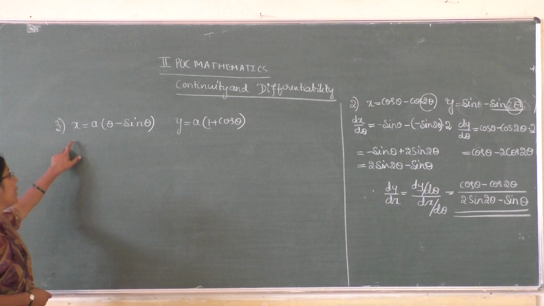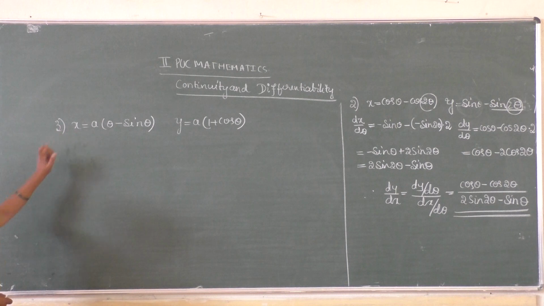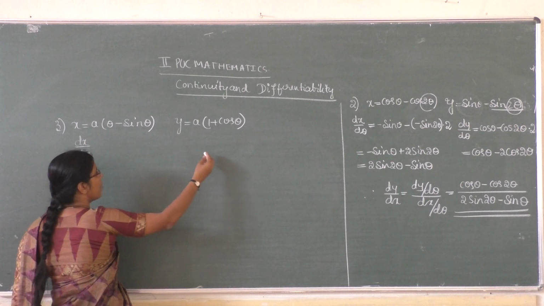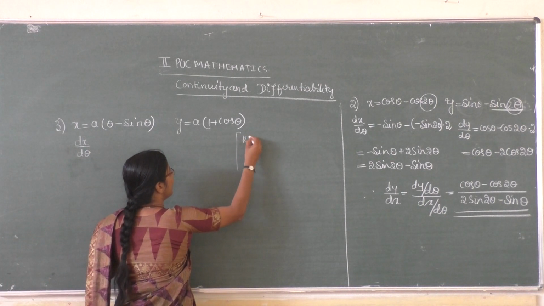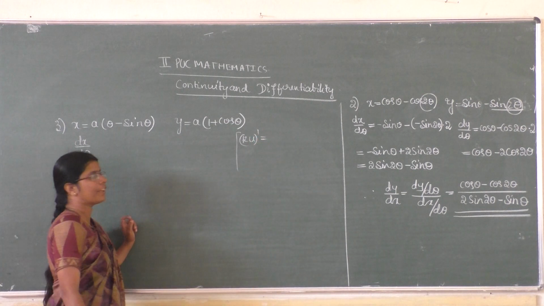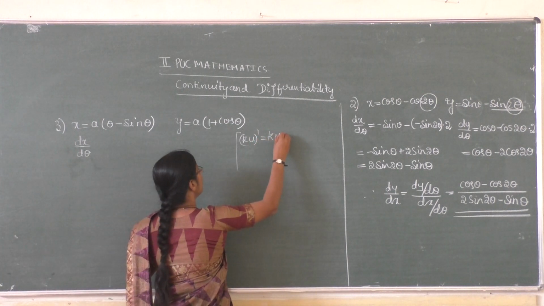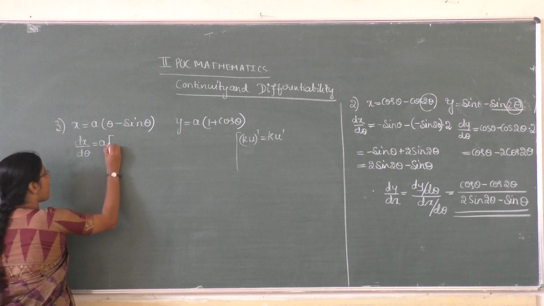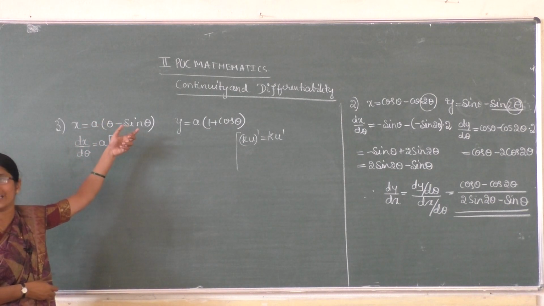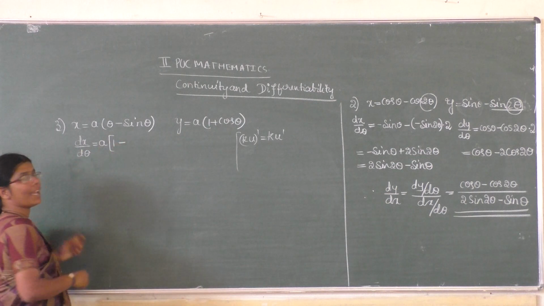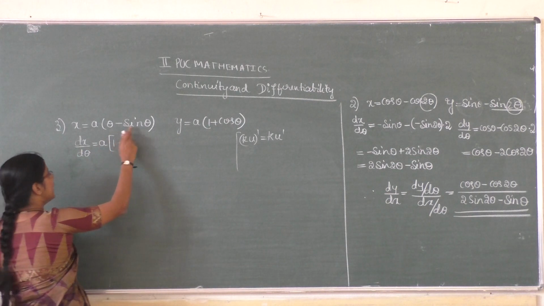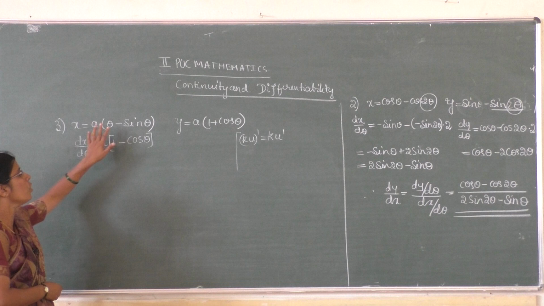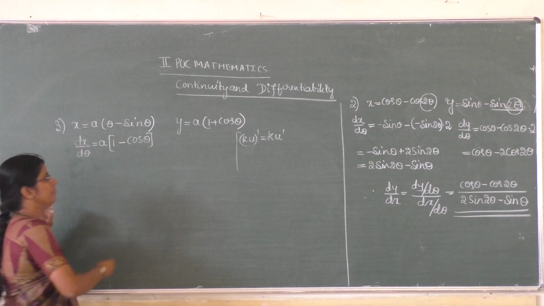For that, first we take the derivative of x with respect to theta, so dx by d theta. Here also we use the same rule: suppose we have k into u, the derivative is k into u dash. So here the constant a we keep as it is. Then the derivative of theta with respect to theta is 1, and the derivative of sin theta is cos theta. So we get a into 1 minus cos theta.